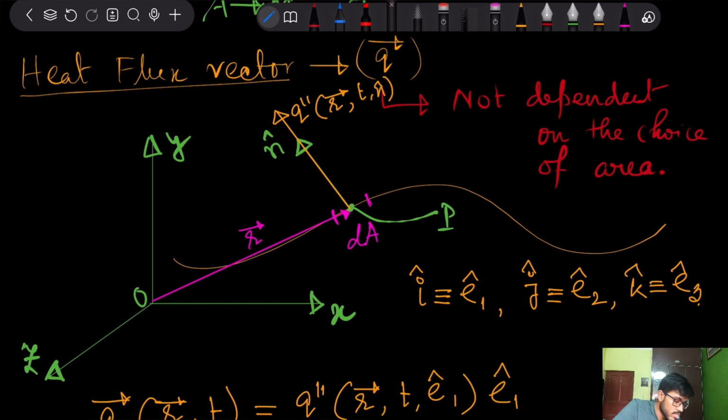Okay, let me use some different color here. Let me use this blue color. So the heat flux is collinear to this n, and it is a function of r comma t comma n cap, right. And my heat flux vector does not have anything to do with this dA, so it can be oriented in any direction.